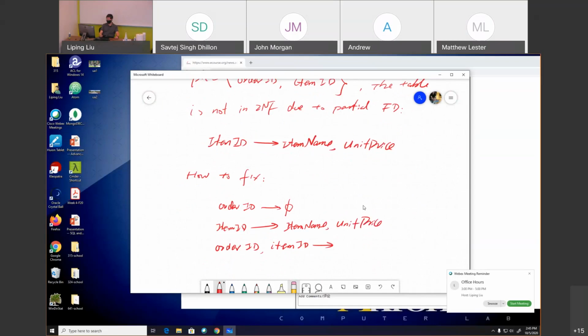Then order ID and item ID together determine quantity and the subtotal.